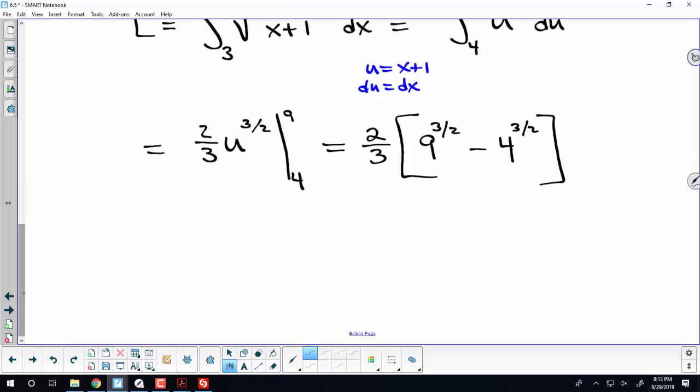So how do we leave 9 to the 3/2 exact? Simplify that though. What is 9 to the 3/2? Square root of 9 cubed. Can we simplify the square root of 9 cubed? Yeah. In fact, anything to the 3/2 we can actually simplify.